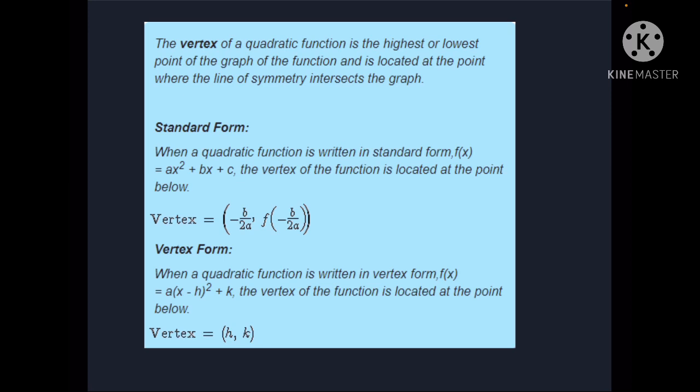The vertex of the function is located at this point, which is (h, k). Which means if I have the equation in vertex form and I want to know its vertex, then I will take the h, which is the second digit in the bracket, and the k, the last digit in the equation.